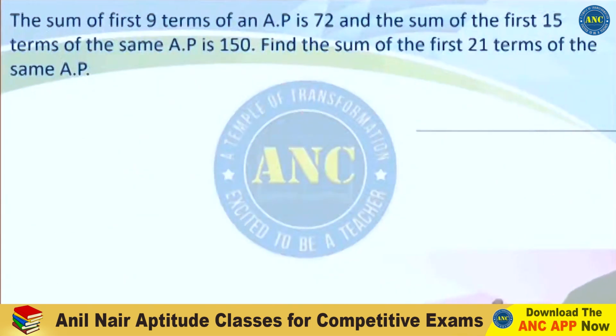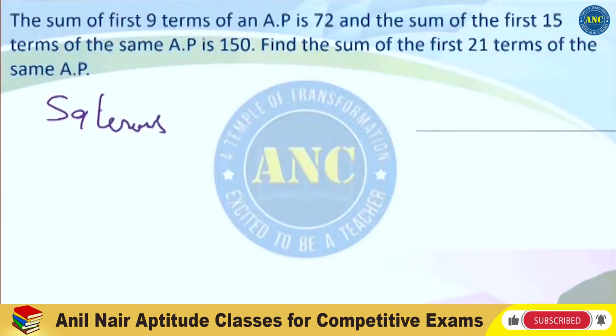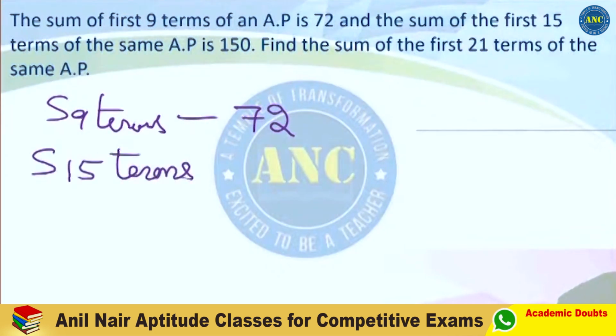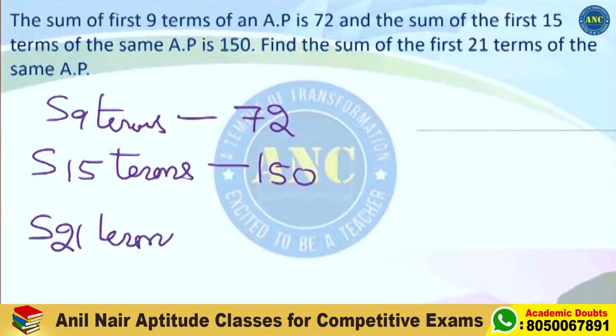Next one. Sum of 9 terms in an AP is 72. Sum of 15 terms in an AP is 150. Question is, please drop your pens. You are all Anil Nair students.